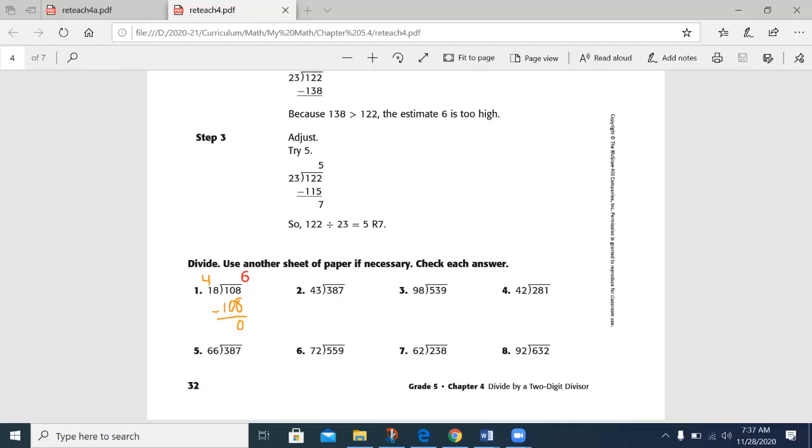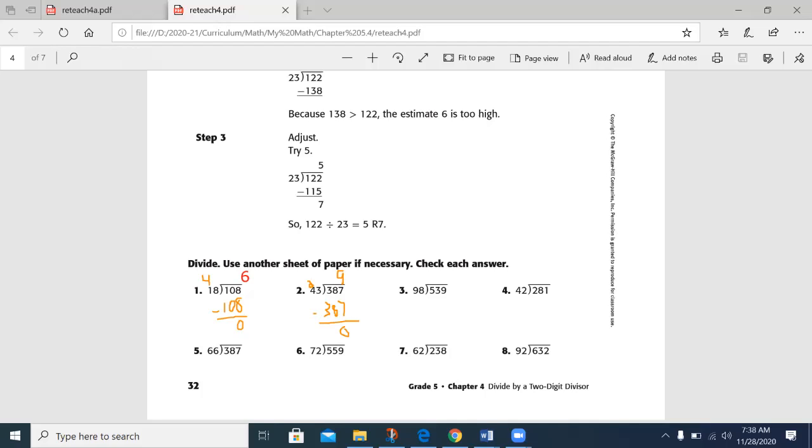All right, so this one, number 2. 43 into 387. So this is close to 40, and this is close to 400. So let's try a 9. 9 times 3 is 27. Put a 7. 9 times 4 is 36 plus 2 is 38. We subtract, we get a 0. This one worked out just fine.